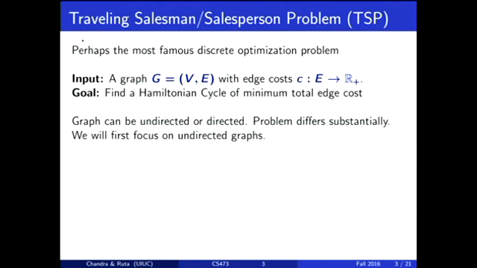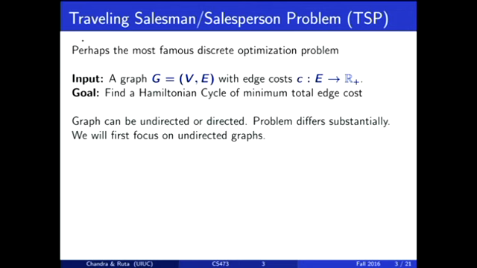We want a tour, right? We want to visit every city, and come back to the starting point. So what is that? In a way, it's a Hamiltonian cycle, right? So what you really want is to find a Hamiltonian cycle of minimum total edge cost. Okay, that is the problem.